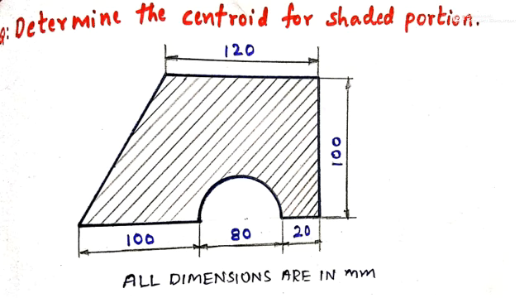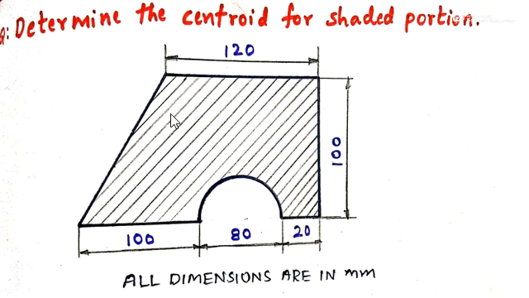Now we are seeing a problem from engineering mechanics, from the topic centroid. If you see the problem, determine the centroid for the shaded portion. So this is the one area that is given. For this shaded area, we have to find the location of the centroid, that is x bar and y bar locations.